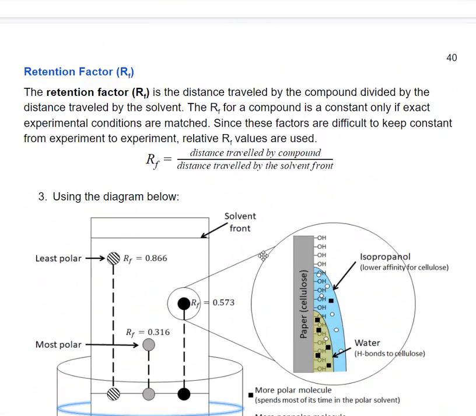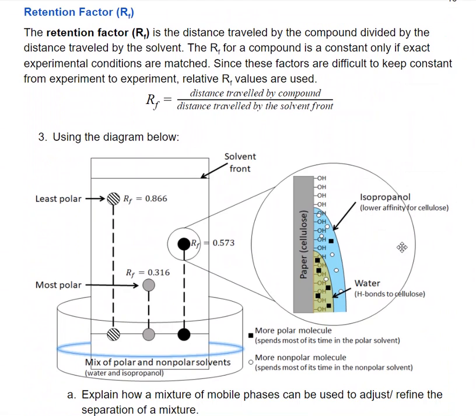So how do we quantify how far these travel? We use a retention factor. So this is the distance traveled by the compound divided by the distance traveled by the solvent front.